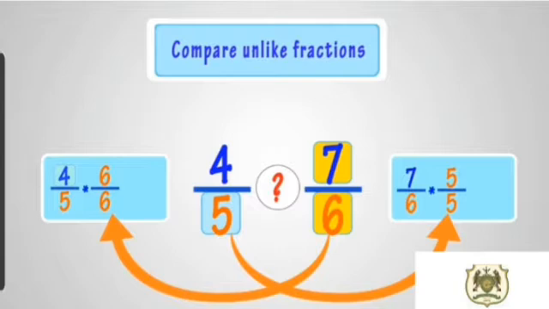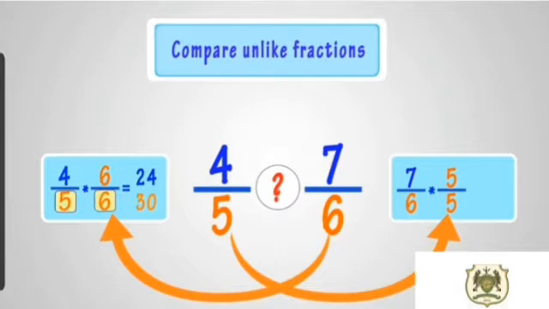This means that whenever I want to convert any unlike fractions into like fractions, I am going to take the denominator of the first one and multiply it with the numerator and denominator of the second one. Similarly, I am going to multiply the second denominator into the first numerator and first denominator to make them like fractions. Here, when we multiply 4 into 6, we will get 24 and 5 into 6 will give us 30. Similarly, 7 into 5 will give me 35, whereas 6 into 5 will give me 30.